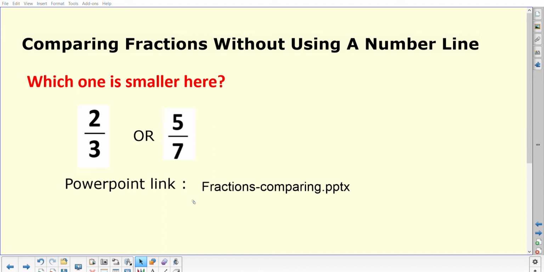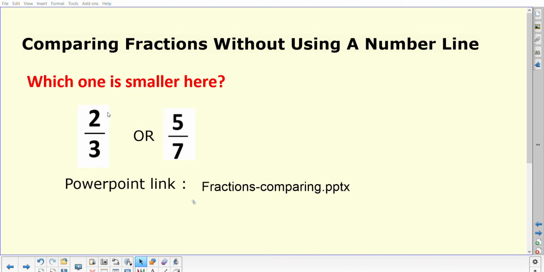So what we need to do is find another way. It's not a case of guess and hope for the best. We can actually compare the two fractions. So here's a way that we can compare them. Way back in one of the first lessons on fractions, we spoke about equivalent fractions.